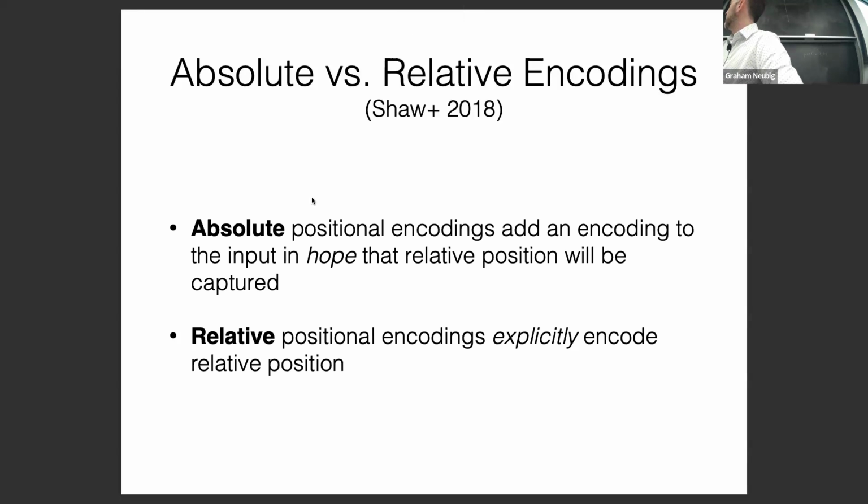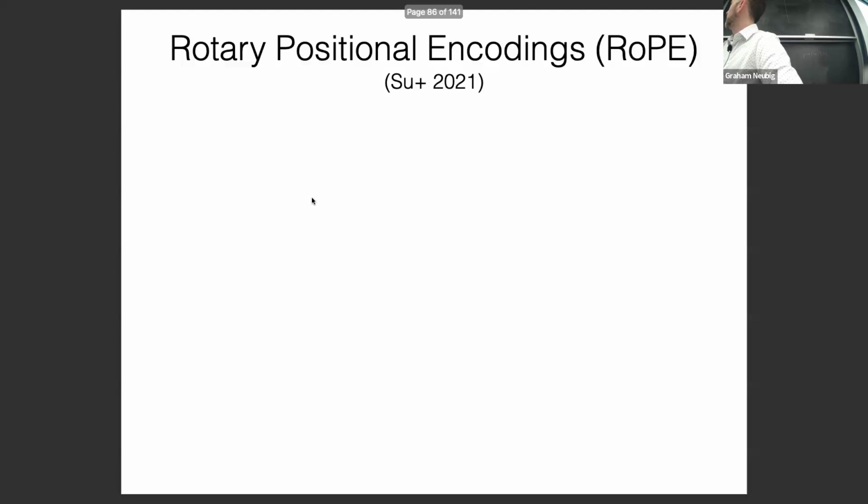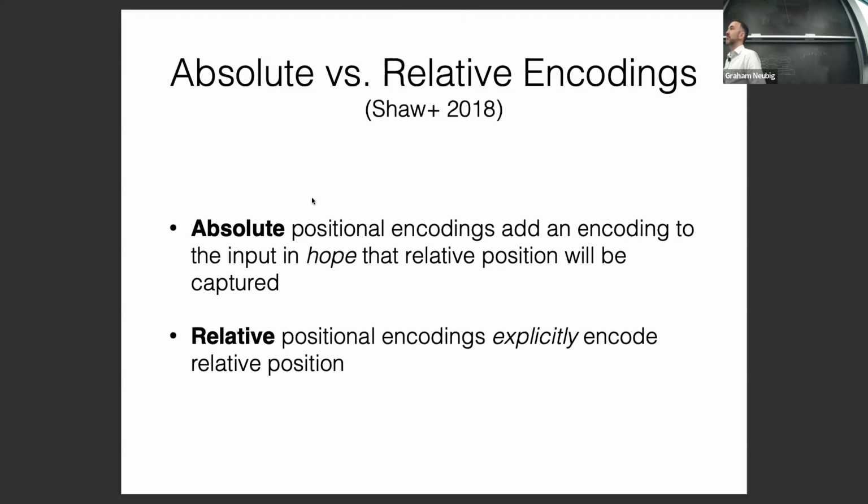On the other hand, relative positional encodings explicitly encode the relative position. What this means is when you do attention, it explicitly thinks about whether a particular key embedding is not in position 8, but whether the key embedding is -5 from the query embedding or -8 from the query embedding.